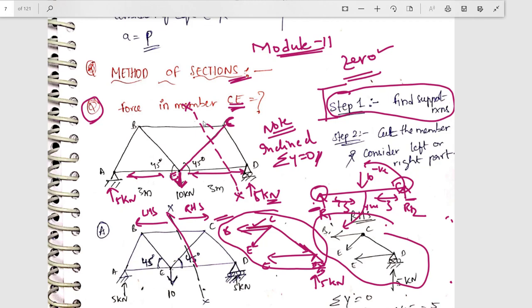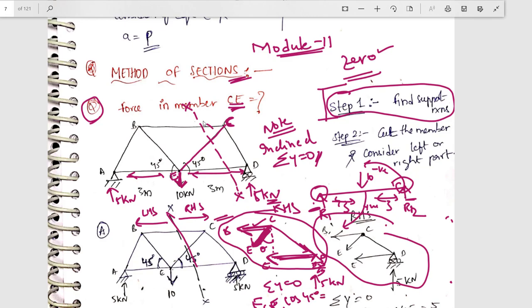See BC, this is perfectly horizontal, right? So y component is 0. And this DE is also a horizontal line, so y component is 0. So y component is present only for CE, right? For the right hand side diagram to be in equilibrium, your sigma y should be equal to 0. Therefore, FCE, this component, it's the vertical one. FCE cos theta, here it was given as 45 degrees.